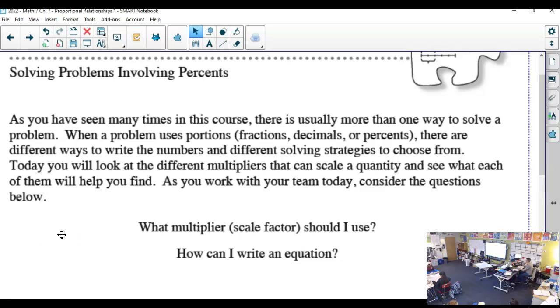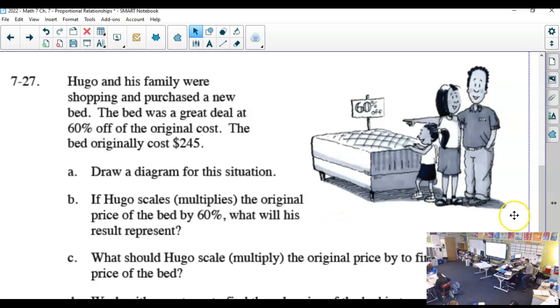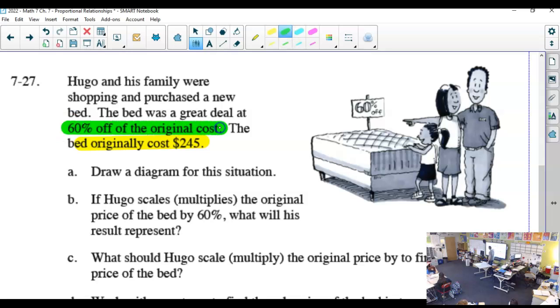So let's check out this first question on our paper, number 27. Hugo and his family are shopping for a new mattress, which now the game's kind of changed. A lot of people are ordering their mattresses online. But as you know, there's mattress stores where you go out and try out the beds. So they've picked out their bed. The bed costs $245. That's actually not that expensive for a mattress. Mattresses are pretty expensive. But they're on sale. Mattresses right now are 60% off of the original cost.